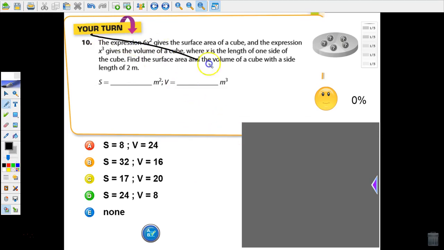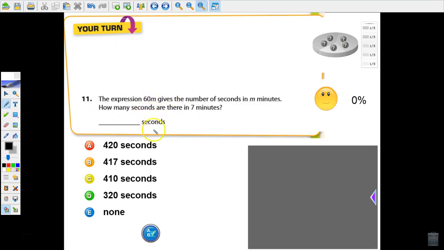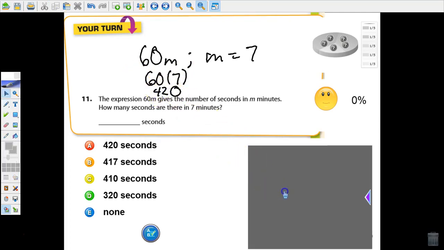So we're not going to do this your turn. Skip this. We're going to do this your turn. The expression 60m gives the number of seconds in m minutes. How many seconds are there in 7 minutes? So basically, there's 60 seconds in a minute, okay? So however many minutes you have, if you multiply by 60, that gives you the seconds. So I have 60m, and m equals 7. M stands for minutes, and there's 7 minutes. So I plug it in, 60 times 7. So I just put the 0, and then 7 times 6 is 42. So 420 seconds. Okay?